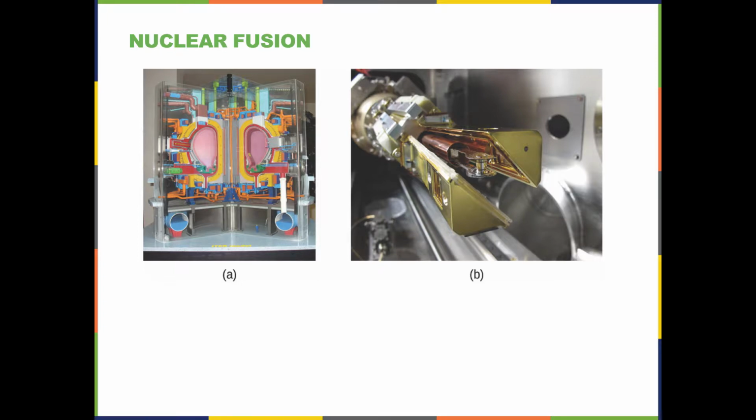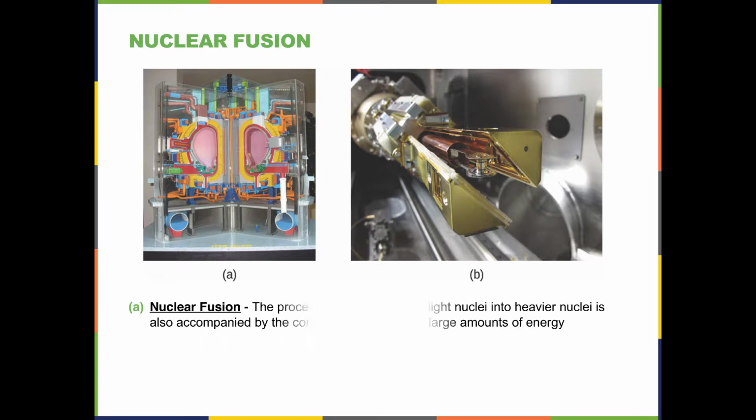Now, the other kind of reaction, we've been talking all along here about fission, or the splitting of large nuclei into smaller parts. The other kind of reaction is fusion, nuclear fusion, in which small nuclei are pushed together and form a larger nucleus. So fusion is the process of converting light nuclei into heavier nuclei, which is accompanied by the conversion of mass into a large amount of energy. When you do this pushing together, a mass deficit occurs, and that is then converted into energy.